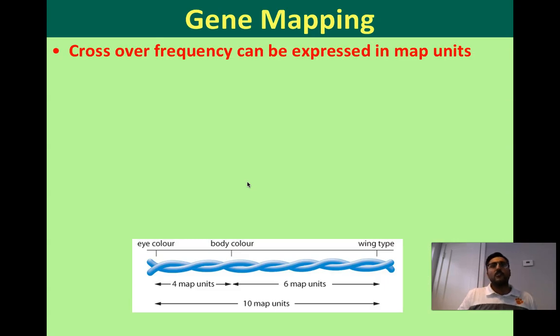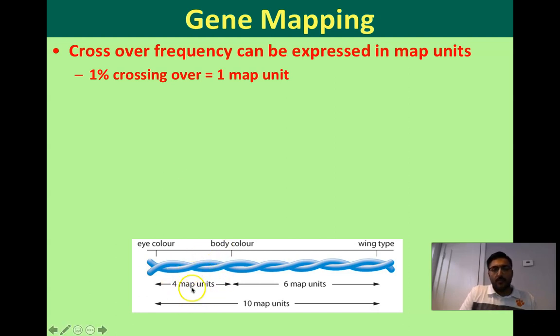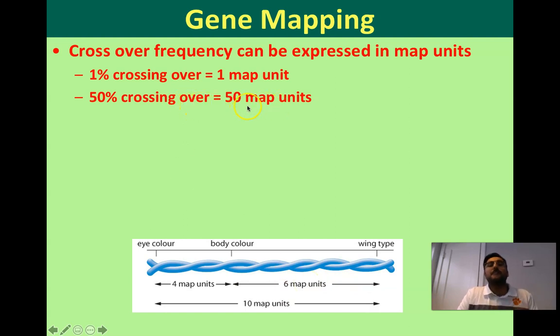And so crossover frequency can be expressed in something called map units. Map units are just the term we call the units that separate individual genes on a chromosome. 1% crossover is equal to 1 map unit. So it's basically a percentage. If you're 4 map units apart, you're 4% likely to cross over. You have a 4% crossover frequency. If you're 6 map units apart, you're 6% likely to cross over. So 50% crossing over frequency is equal to 50 map units apart.